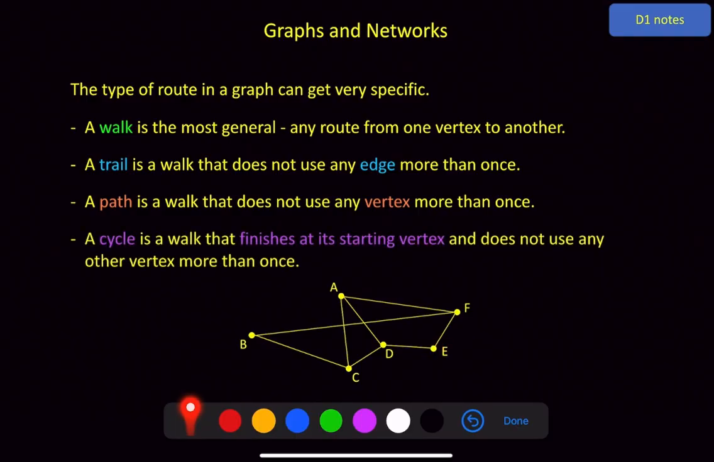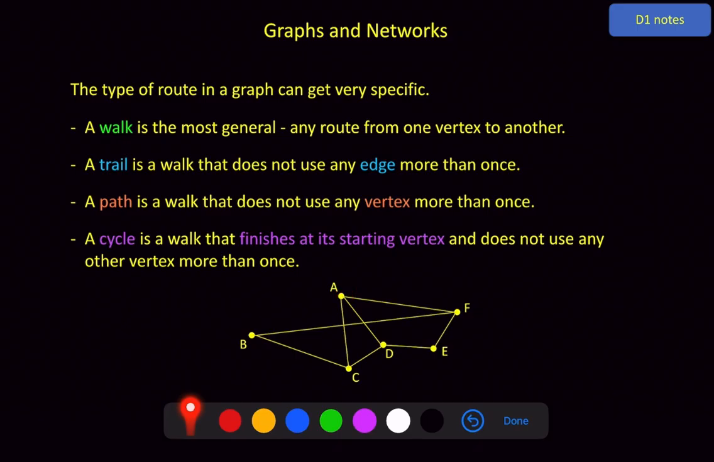A cycle is kind of what you would expect: a walk that finishes where it starts. So if I go from A to D to E to F and back to A. But it's a little bit more specific. It's not allowed to use any other vertex more than once. So it's kind of like a path in that you're not allowed to return to a vertex except for the final one, which is why it isn't really a path, because you do use one vertex more than once, but it's only allowed to be that one.